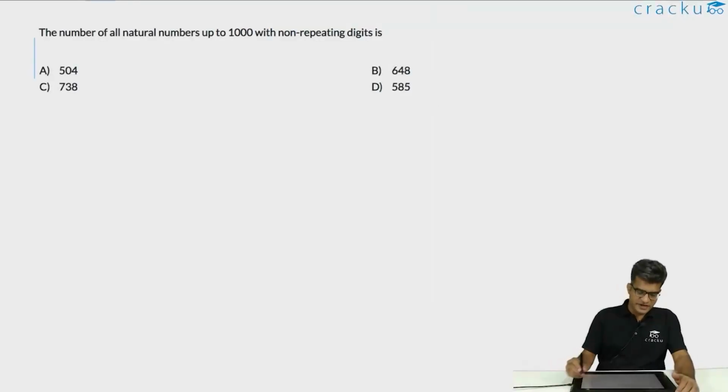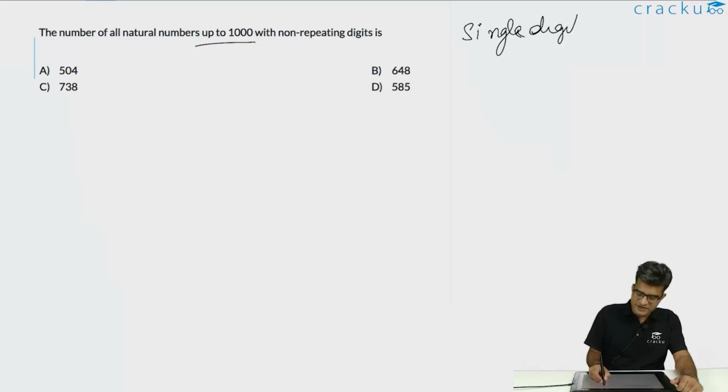In this question, we are asked to calculate the number of natural numbers up to 1000 with non-repeating digits. If you are looking at single digit natural numbers, all of them will have unique digits because there is only one digit in them, and those numbers are from 1 to 9, and so we'll have 9 of them.